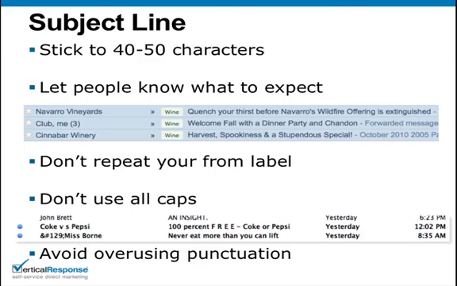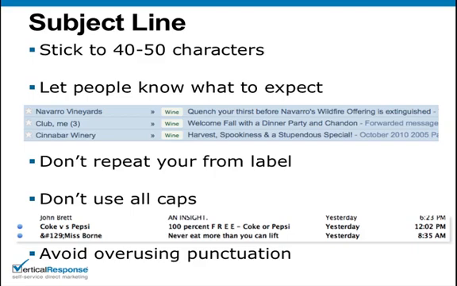Even more importantly, the other thing to keep in mind is not repeating your from label. As I said before, there's very limited space. So if you're pulling in the from label, which is generally your company name, and then saying that again in the subject line, it's really repetitive and redundant. It just doesn't need to be there. People already know who you are. So you want to tell them something else that will then further compel them to open up your email.